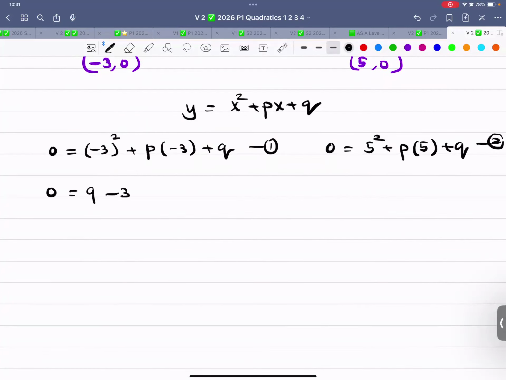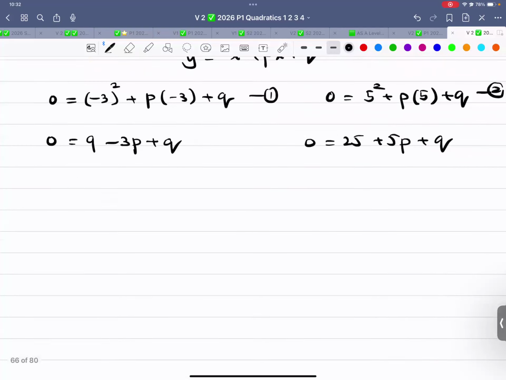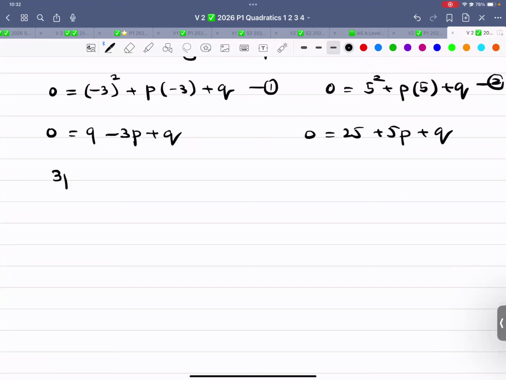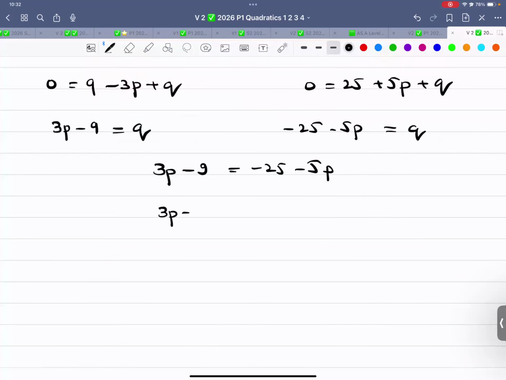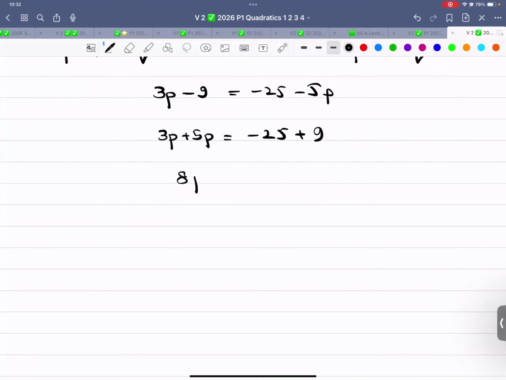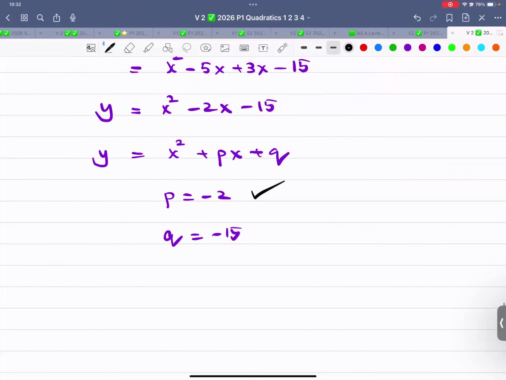0 is 9 minus 3p plus q. And this is 0 equals 25 plus 5p plus q. Let me make q the subject. So 3p minus 9, that is q. And negative 25, negative 5p equals q. 3p minus 9 equals negative 25, negative 5p. 3p plus 5p is negative 25 plus 9. 8p is negative 16. Therefore, p comes out to be negative 2. Is that the answer? Yes.